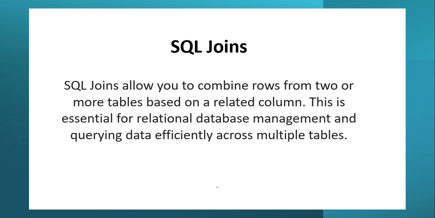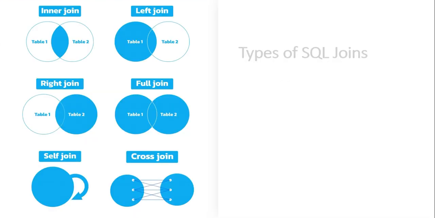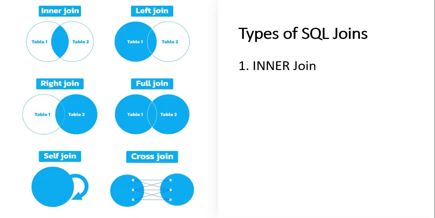Let's now talk about the types of SQL joins. The first type is the inner join. As we can see from the diagram, it returns rows that have matching values in both tables. The second one is the left join. The left join returns all the rows from the left table and the matched rows from the right table.